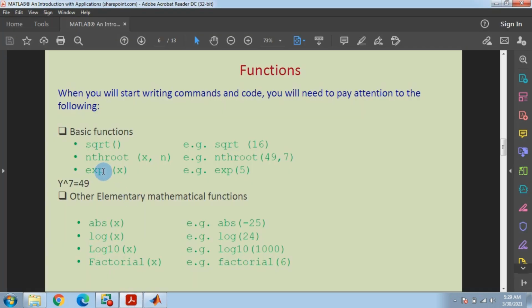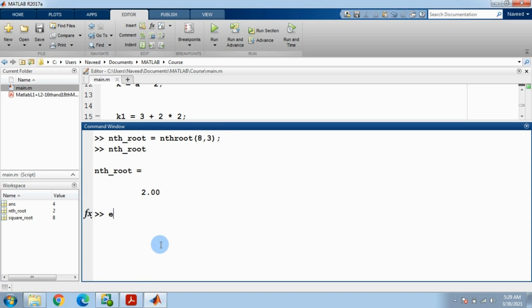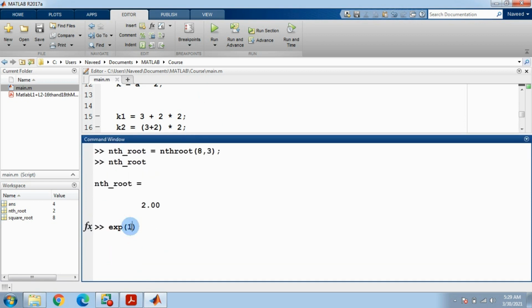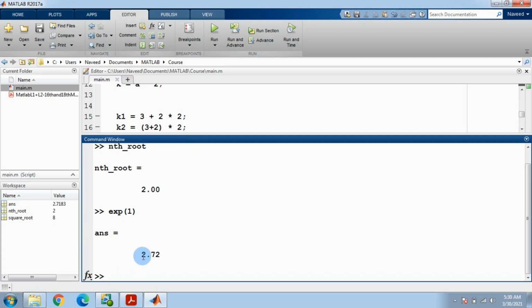So the next one was the exponentiation. So the exponentiation function works something like this. Whatever you write inside these parentheses, it will make it rise to the power of the exponential constant, which is 2.7 something. So if you want to know the exact value of that exponential constant, you just raise it to the power of 1. So if I raise it to the power of 1, we know that the power of 1 is nothing but that number itself, which is 2.72. Which is the natural exponentiation constant.